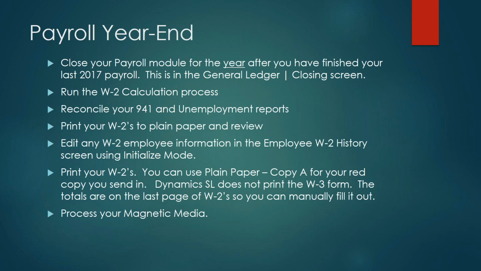Edit any W-2 information in the employee W-2 history screen, and you have to be in initialize mode. Print your W-2s. You can use plain paper, copy A, for your red copy to send in. Remember that SL does not print your W-3 form, but the totals are on the very last page of your W-2s, and that gives you the information to fill out your W-3 form. And then you would process your magnetic media.